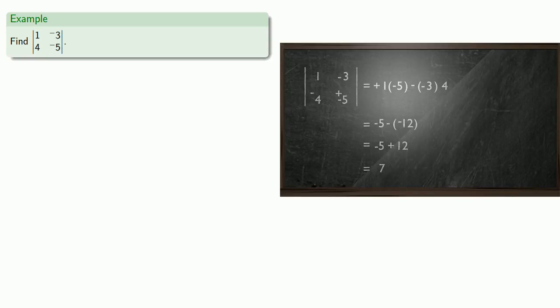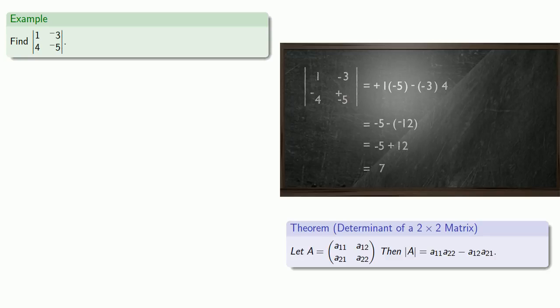And if we think about what we've just done, this leads to a general result. If I have a 2 by 2 matrix, the determinant is the product of the terms along one diagonal minus the product of the terms along the other diagonal.